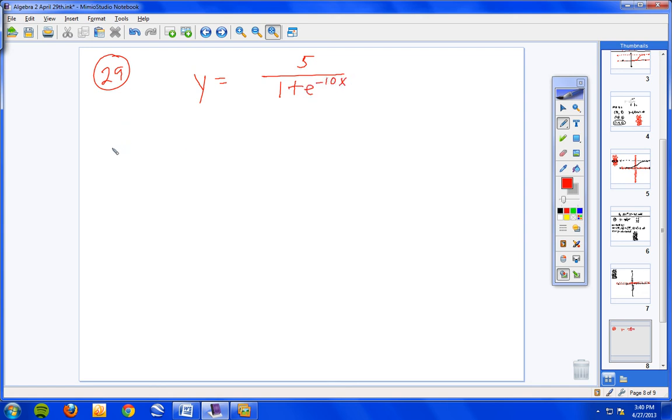Step 1 says list out the horizontal asymptotes. Your horizontal asymptotes would be at 0 and 5. We always have one at 0, and your top number is the other horizontal asymptote. Step 2 says find the middle value using this formula right here. Natural log of a over r, comma, c over 2.